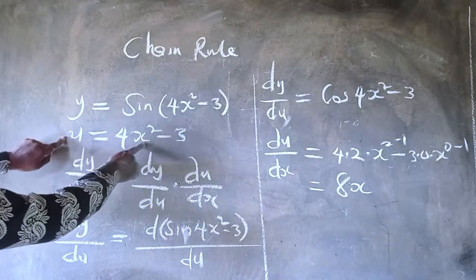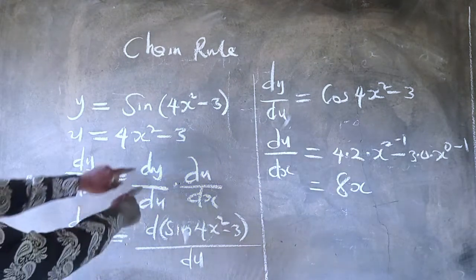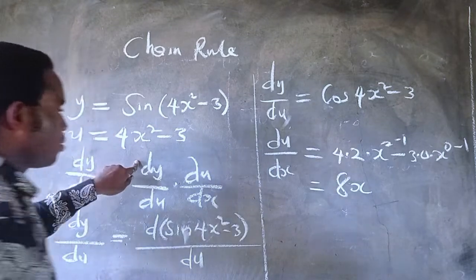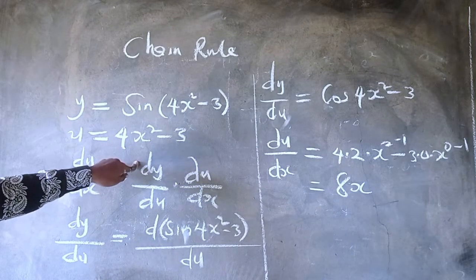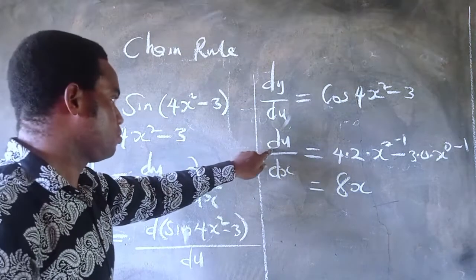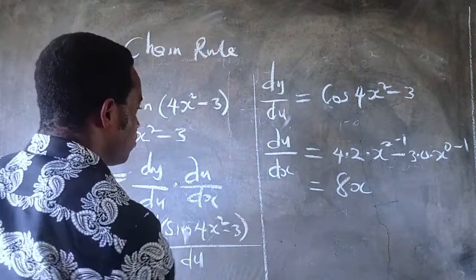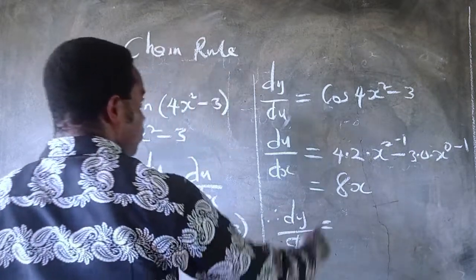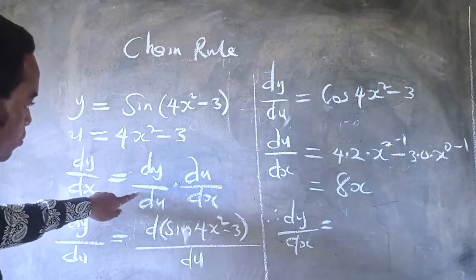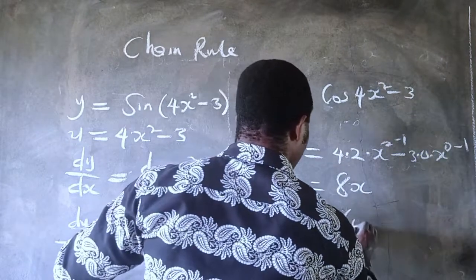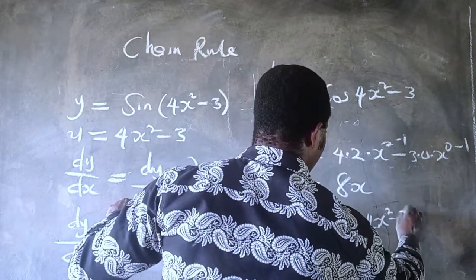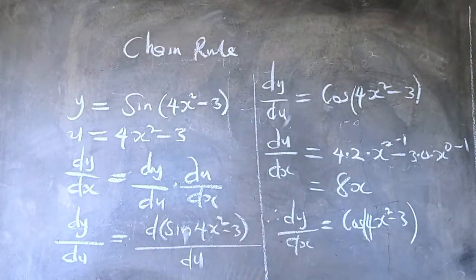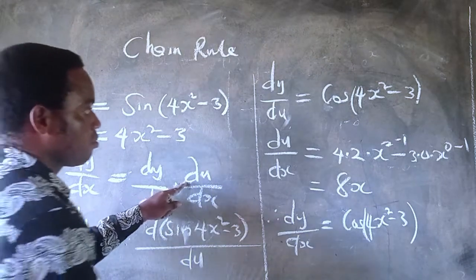Now that's our du/dx. So we have to go on and plug this value. The dy/du, that's the value, and the du/dx, that's the value as well. So let's go on and put that in the formula. So we have dy/du, which is cos of 4x squared minus 3. Let's write that down. And multiplied by du/dx, which is 8x.